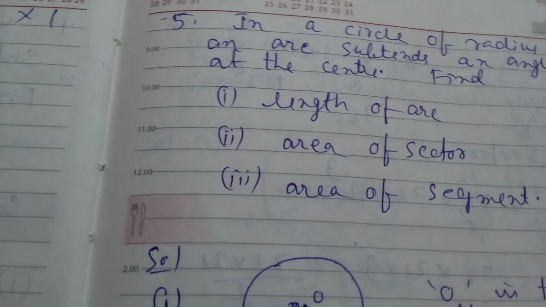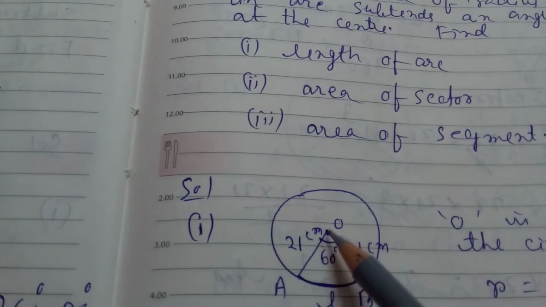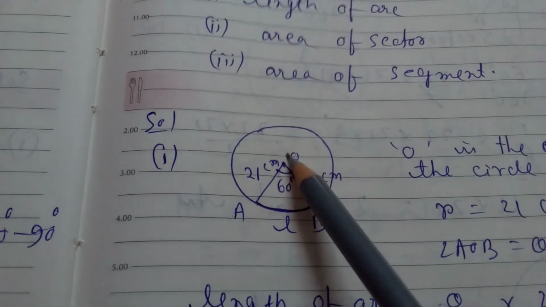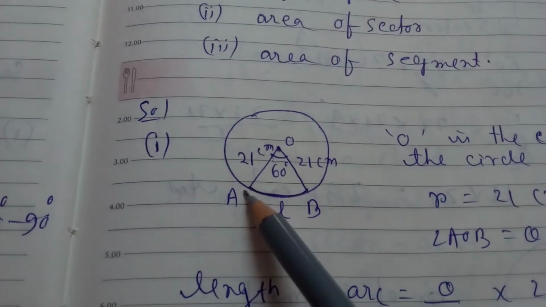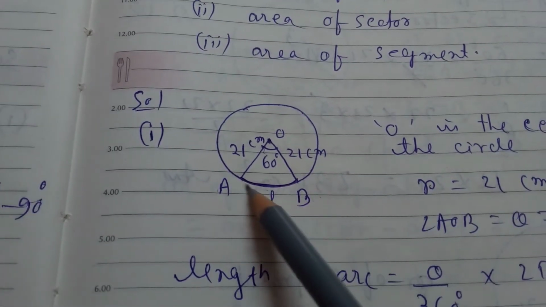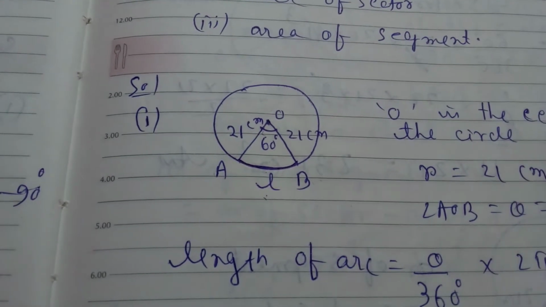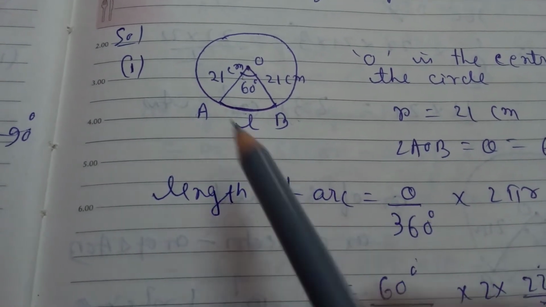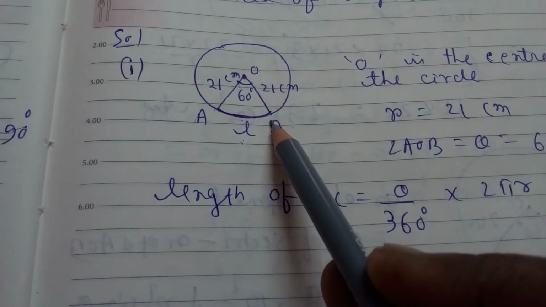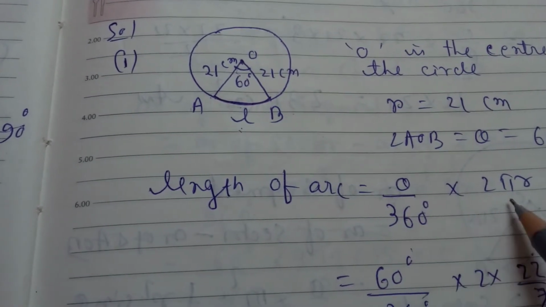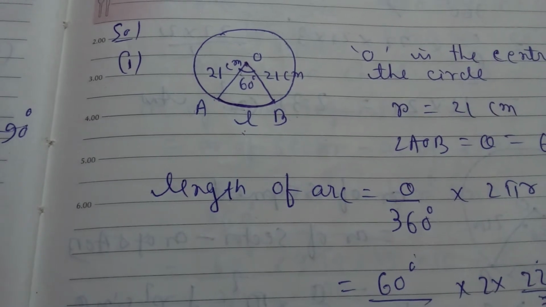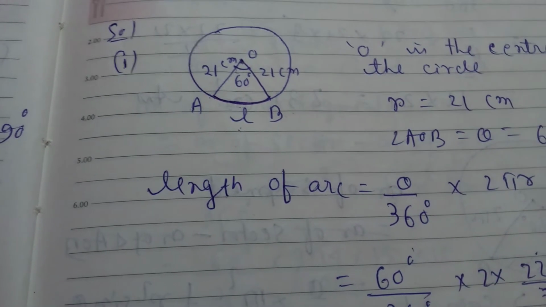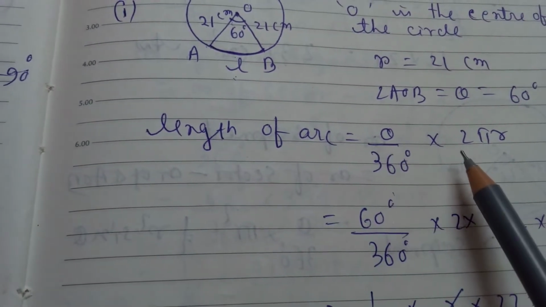Now look here. O is the center of the circle. OA, OB equal to radii, which is 21 centimeter, given. Angle AOB equal to theta, it is 60 degree. AB, this portion is the length of arc which is denoted by L. So I have written here length of arc is theta by 360 into 2 pi r, because length of arc is a portion of a circumference. So theta by 360 into 2 pi r, and sector is a portion of the area of a circle. So it is theta by 360 into pi r square.